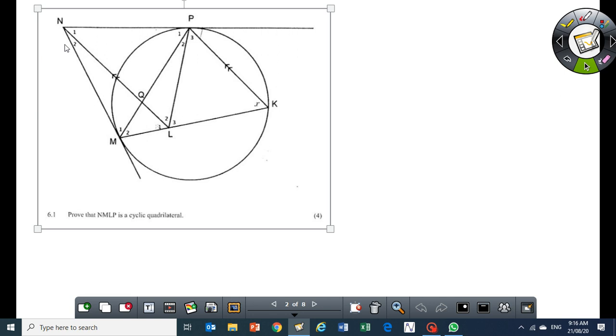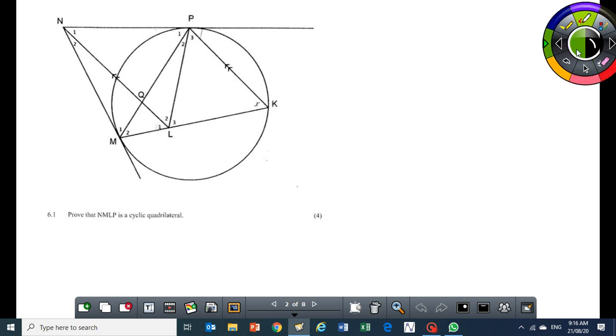Now, this type of question is a very common question in examinations. Be ready for it, in your trial examination and the final examination. We use the converses of the cyclic quad theorems, and there are 3 cyclic quad theorems. So you don't have to get confused about what to do when you see a question like that.